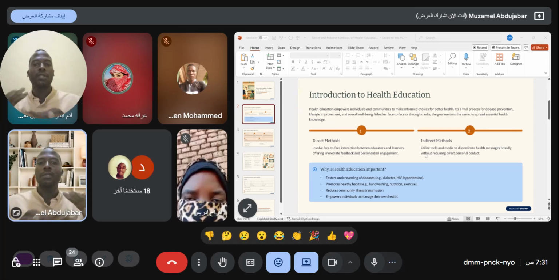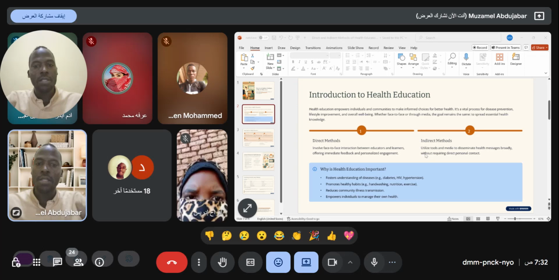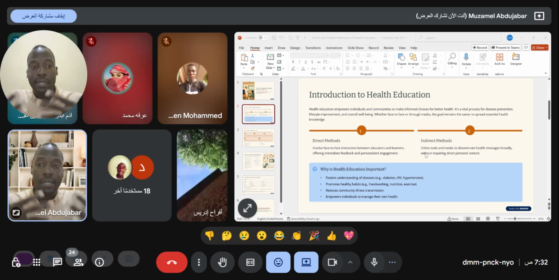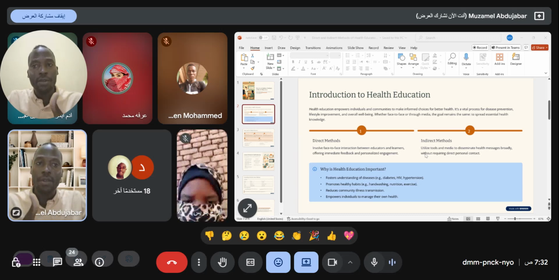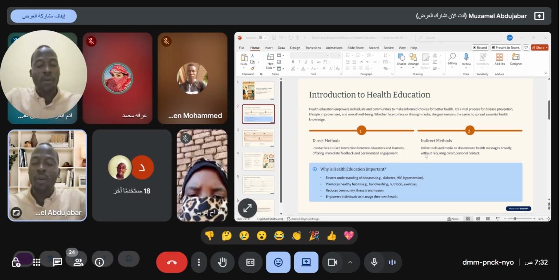In this slide, we just discussed the direct method. As I mentioned, the direct method means face-to-face contact between the health educator and the community members. It does not need a mediator. You see him and he sees you, and then he gives you the message. This is the direct method. Secondly, the indirect method needs a mediator or tools like video, radio, or television. It is called indirect because the person is not in front of you. This is called the indirect method of health education.